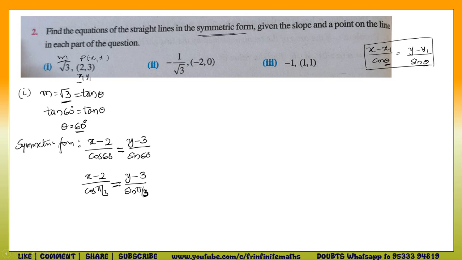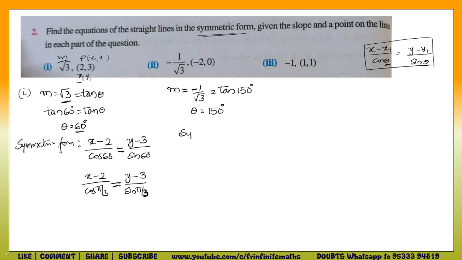The same way if we move on with the second question. What he has given: m is equal to minus 1 by root 3. Minus means it belongs to the second quadrant. So when will you get minus 1 by root 3? Already minus root 3 we are getting at 120 degrees. Now minus 1 by root 3 we are going to get at tan 150 degrees. So from this clearly theta is equal to 150 degrees.